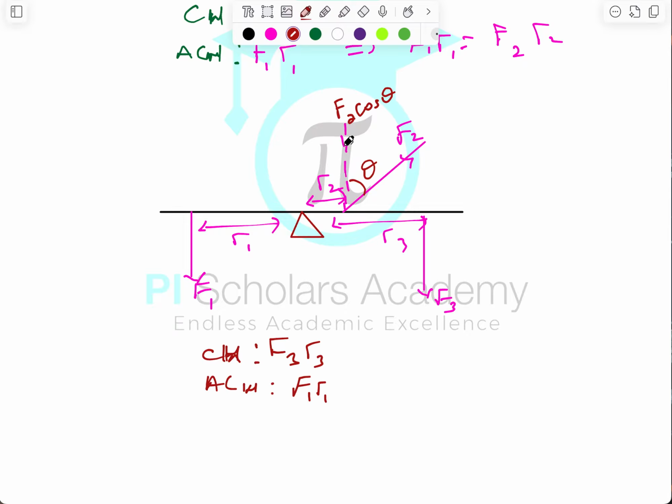So now you have F2 cosine theta. So let's do the fixing again. If I fix at the pivot, then I try to act in the direction of this. So where will it rotate? You can see it's rotating this way. And that is what? Counterclockwise. It's rotating counterclockwise. So therefore, I'm going to put it in this place. So that will be plus F2, sorry, that's F2 rather. Plus F2 cosine theta multiplied by R2.